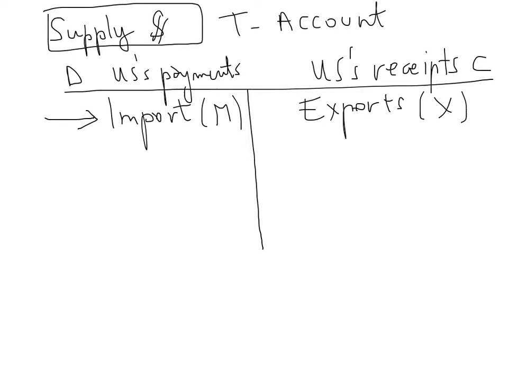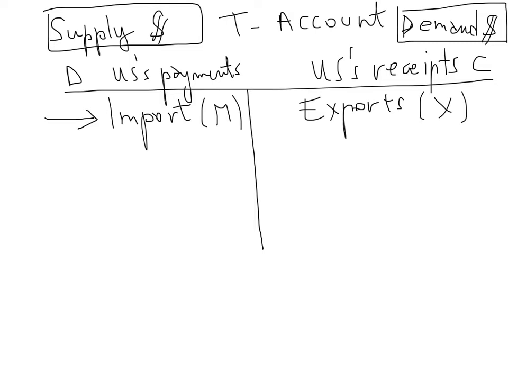And when we discuss the relationship between exports and US receipts, here we are going to have the demand for US dollars. Why? Because to pay for the US goods, the foreign country now demands more US dollars to be able to pay for US goods. So you see where supply and demand for dollars appear here.